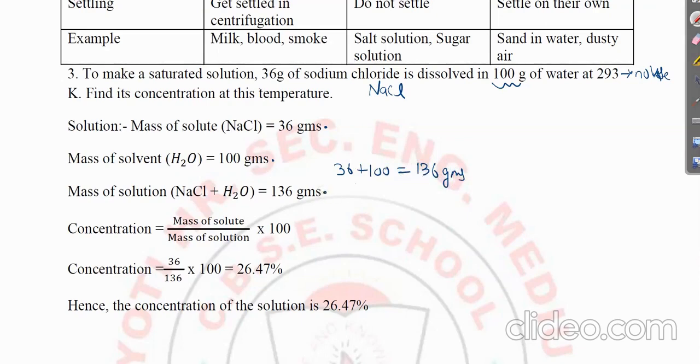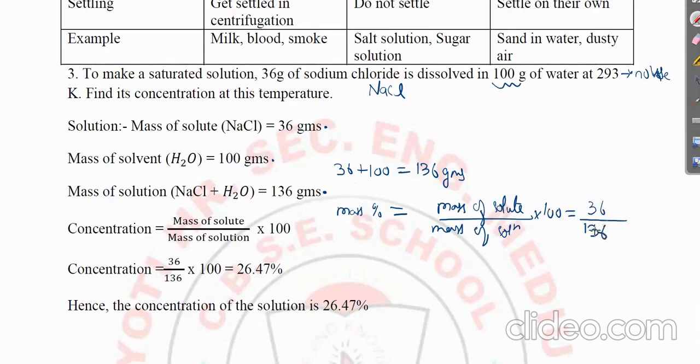Here you can see it, 136 grams. So, we know the concentration of the solution, if I am going to find out the mass percentage here, then the formula is mass percentage equals mass of solute divided by mass of solution, into 100. The mass of solute is given here, 36. The total mass of solution we have calculated, it is 136, into 100.